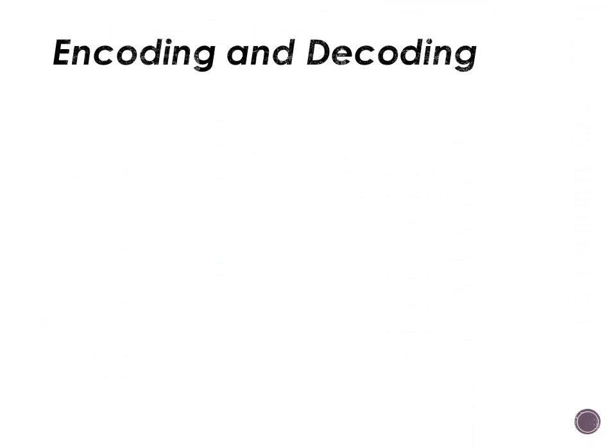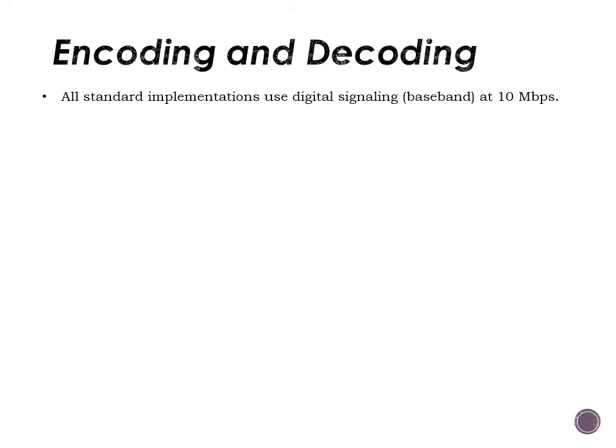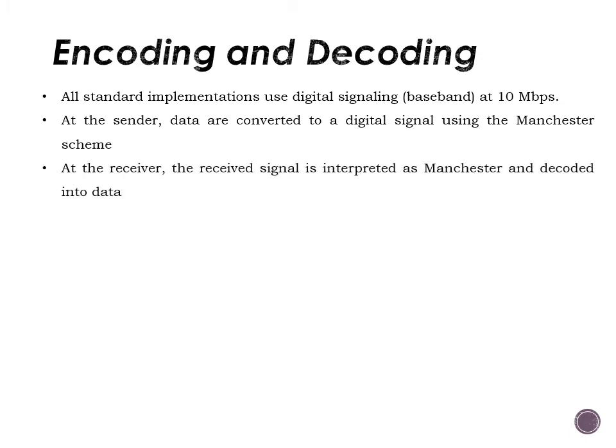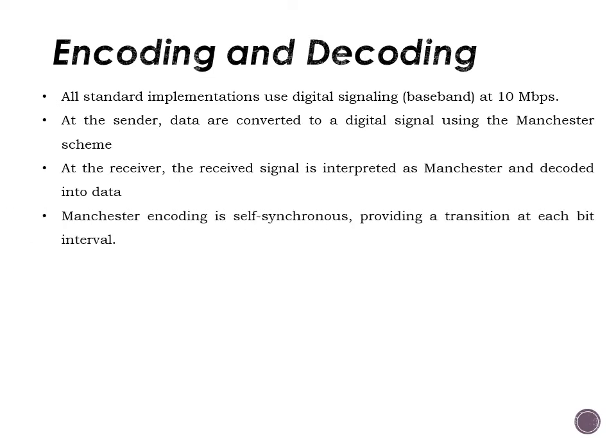So when we are using standard Ethernet, we have to take into consideration the encoding and decoding principle, since we are speaking of digital signals here. So it will be using digital signaling, that is baseband at 10 Mbps. At the sender part, the signals are converted into digital signal using Manchester encoder. At the receiver side, it is decoded by making use of Manchester decoder. Manchester encoding is used because it is self-synchronous, so it will provide a transition at each individual bit interval. It can be picturized in this particular diagram.